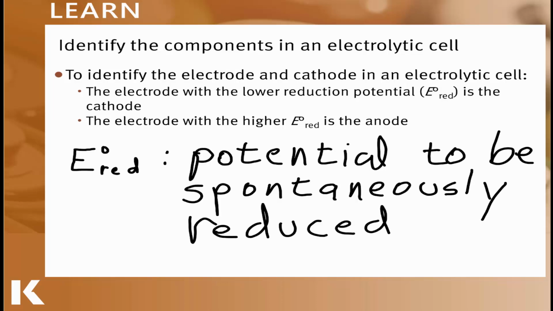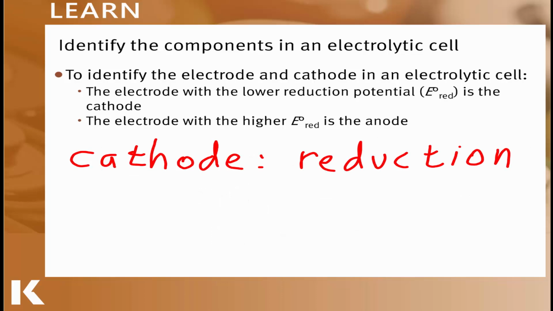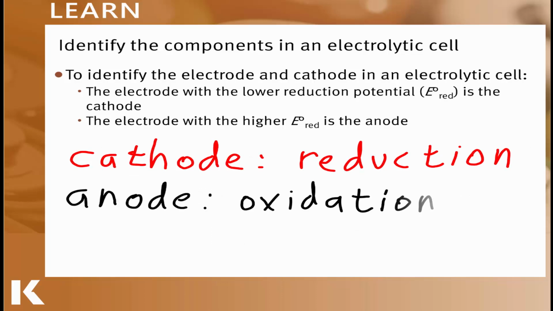Now, keep in mind, as I said just a moment ago, that the reduction potential is the potential for an electrode to be spontaneously reduced. So we would expect reduction to happen at the place where that potential is higher. However, these electrolytic cells are non-spontaneous. So that means we expect the opposite. We expect that the cathode, as is always the case, is where the reduction will occur, and the anode, as is always the case for both kinds of cells, is where the oxidation will occur.